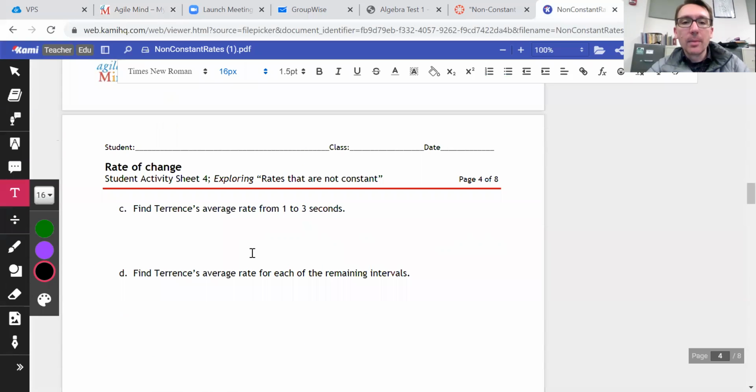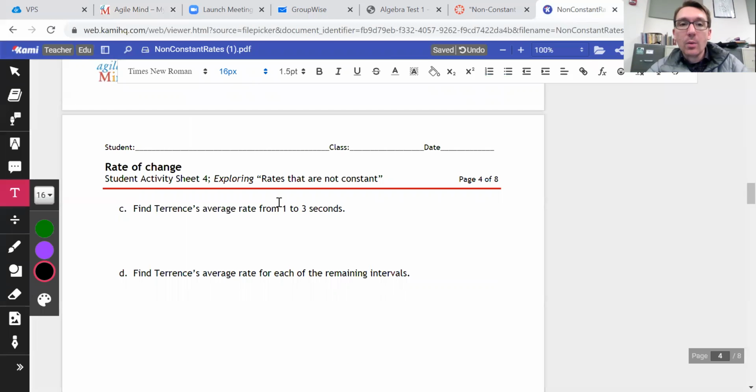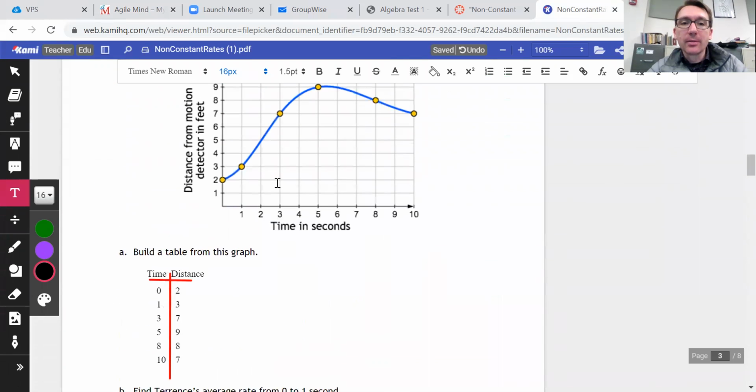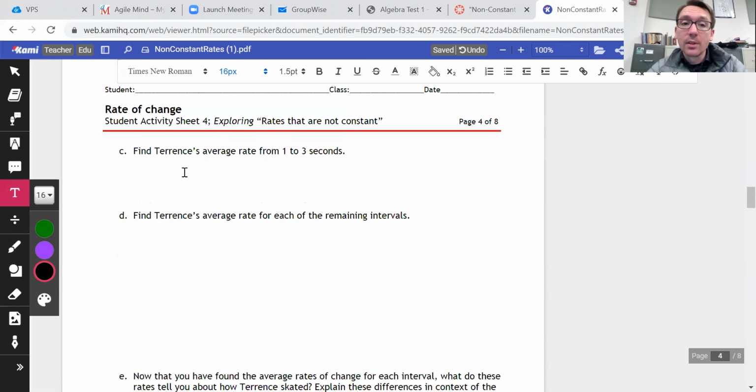Okay, what about from 1 to 3 seconds? Let's take a look at 1 to 3 seconds. Well, if I take a look at 1 to 3 seconds up here, from 1 to 3, he moves, that's 2 seconds. And that's 1, 2, 3, 4 feet. That's 4 feet in 2 seconds. Can I make that simpler?